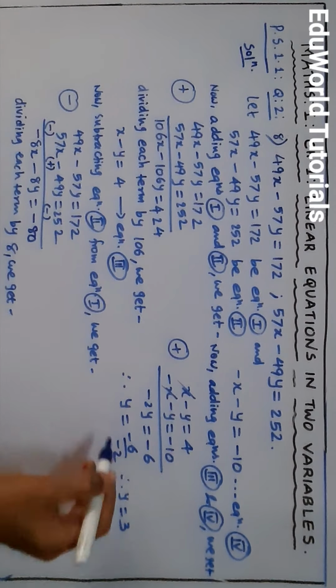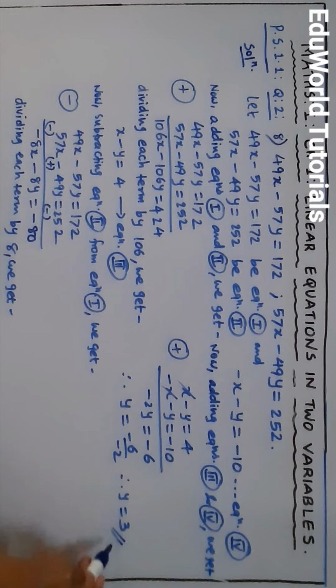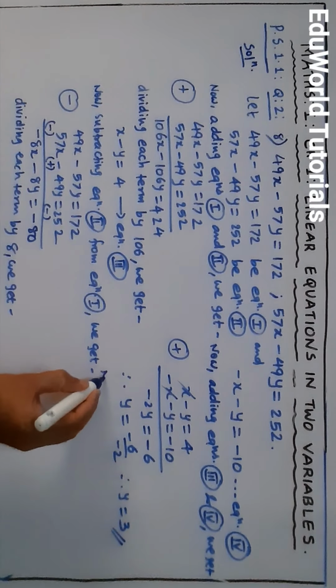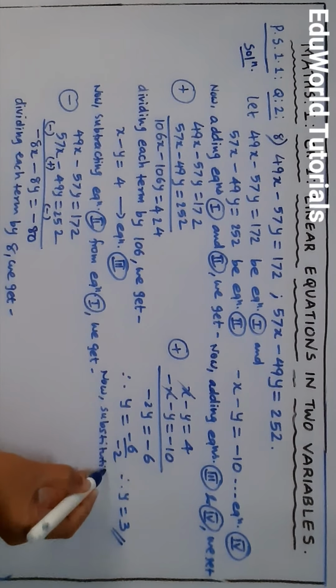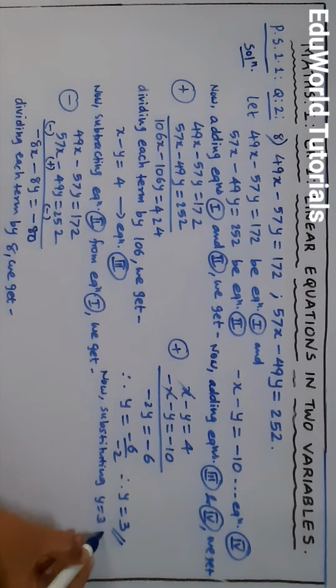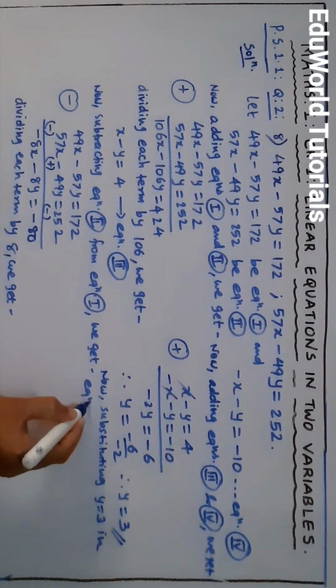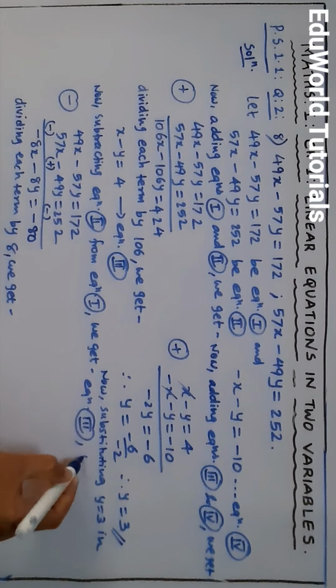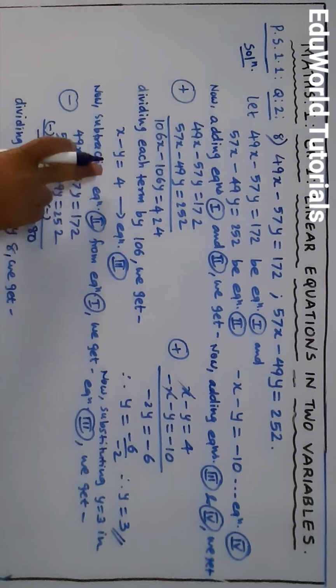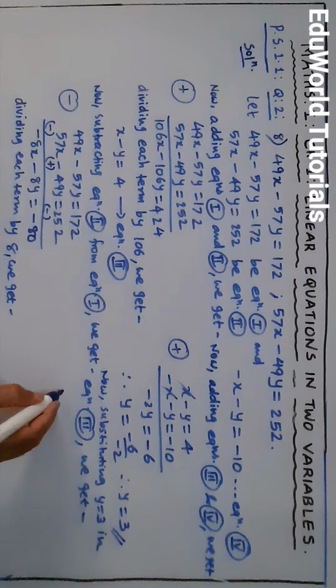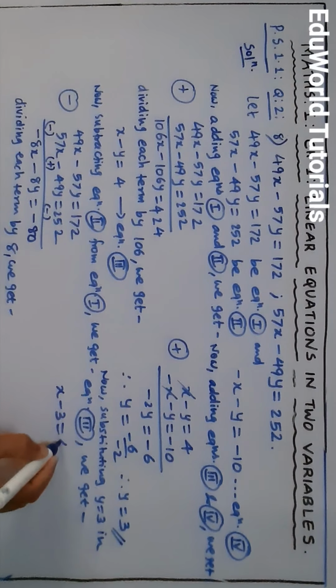2 3s are 6, and the negative sign gets cancelled. So the value of y we got. Now you know what to do. Now substituting y equal to 3 in the third or fourth equation, we get... what is the third equation? This is the third equation. We got y, we put y equal to 3. So it will be x minus 3 equal to 4.